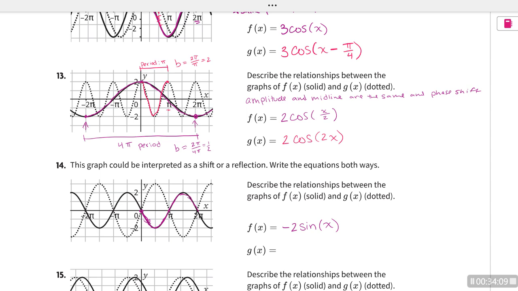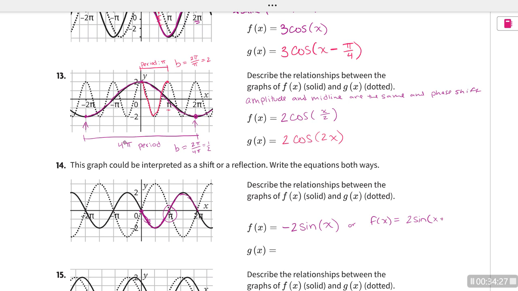I could have written this with a phase shift instead, right? I could have said f of x equals positive 2 sine, and I could have said, okay, I want to shift it left or right pi.